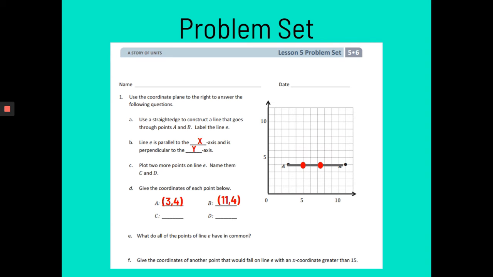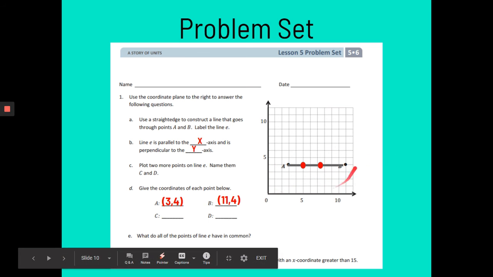They're going to have the same y coordinate. So if we were to give a coordinate for another point that would fall on line E with an x coordinate greater than 15, that just means we could put 16, or 17, or 100, or 75,000. Regardless, our y coordinate is going to be the same, because it's going to be on the same line. Okay?